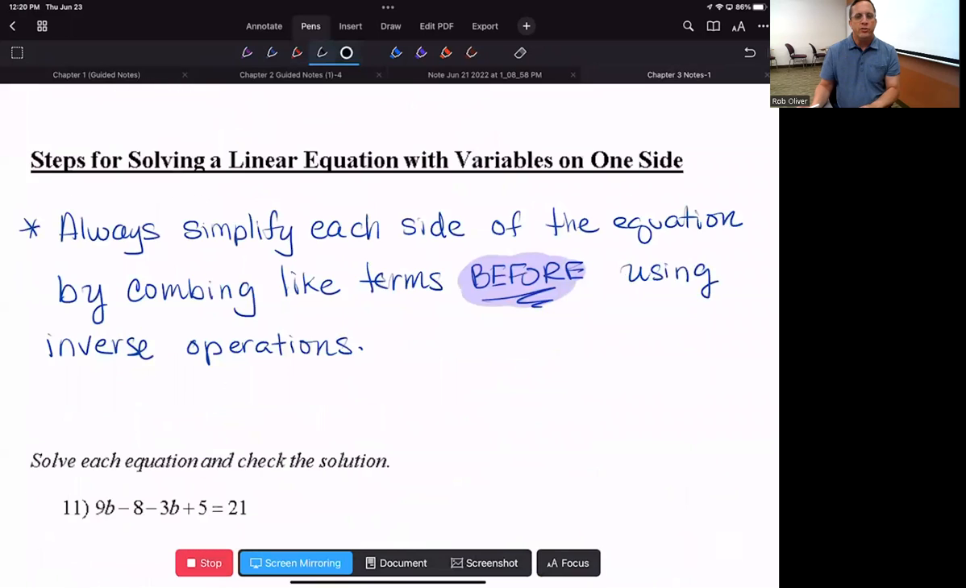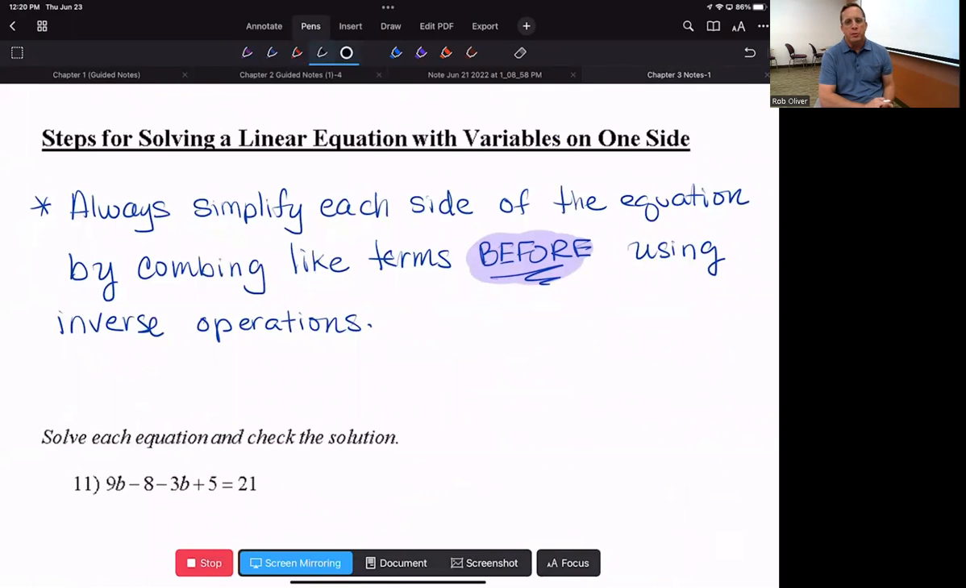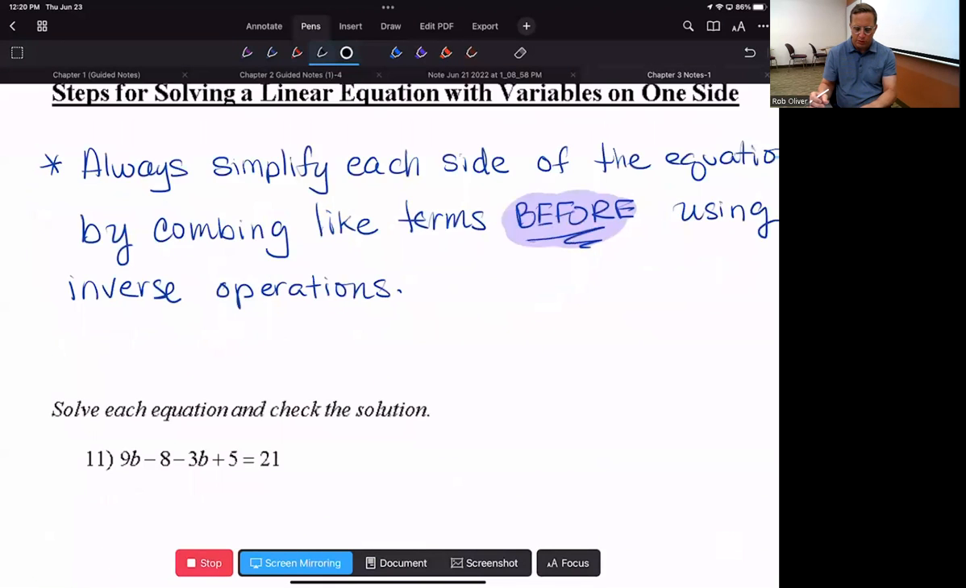Okay, now the next part is steps for solving a linear equation with variables on one side. A little piece of advice that I wrote down that you might want to copy down is that you always want to simplify each side. So always simplify each side of the equation. When I say each side, I'm talking about either side of the equal sign. So simplify the left side, simplify the right side by combining or collecting like terms as much as you can before using inverse operations. So we're going to simplify each side of the equation before we start doing the opposite operations, inverse operations. That's what we're going to do.